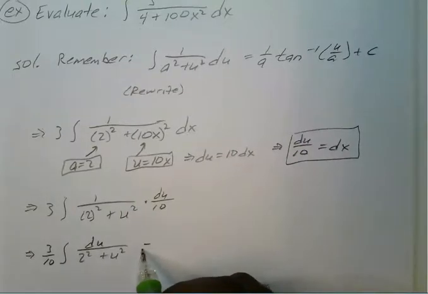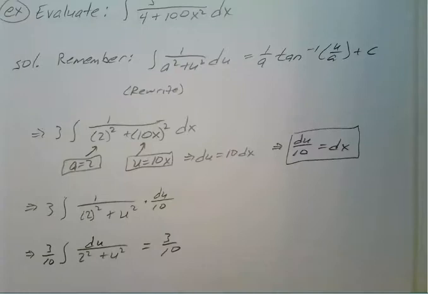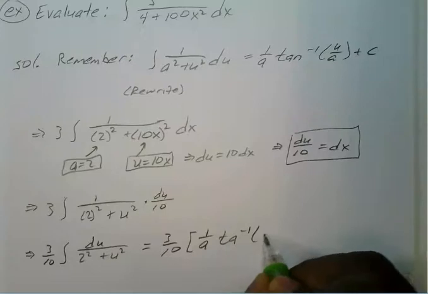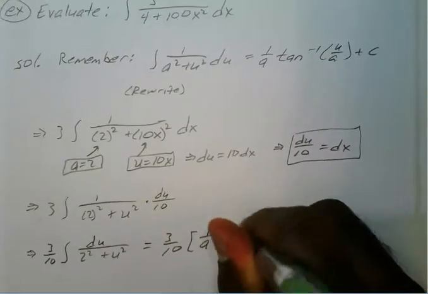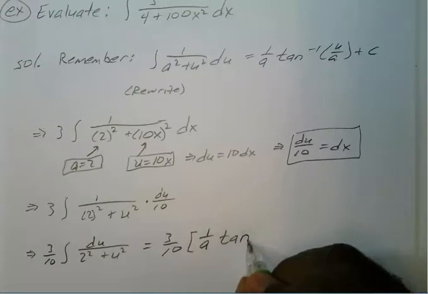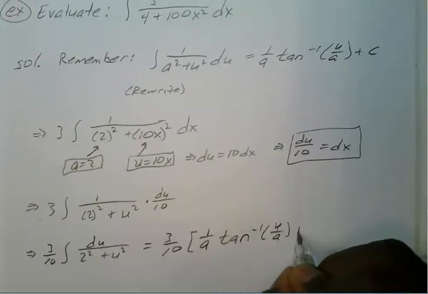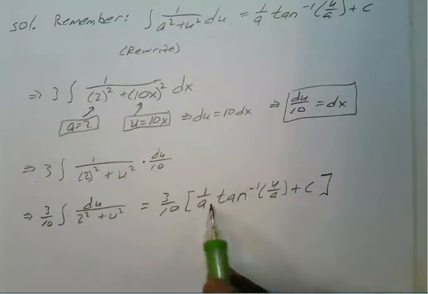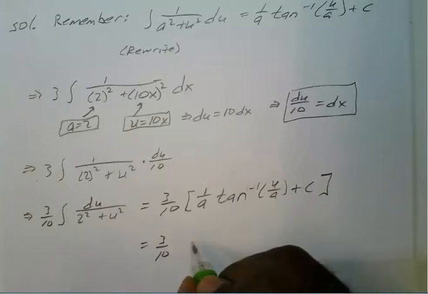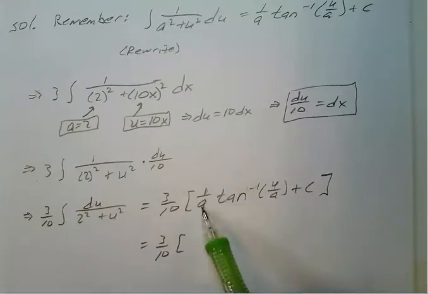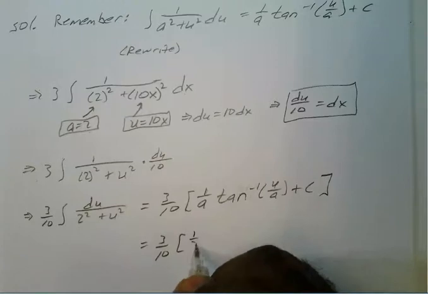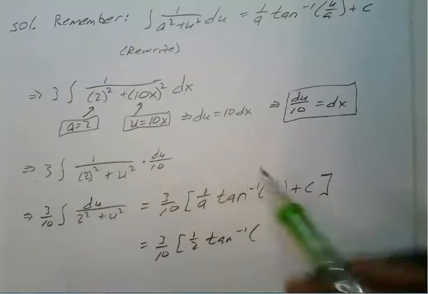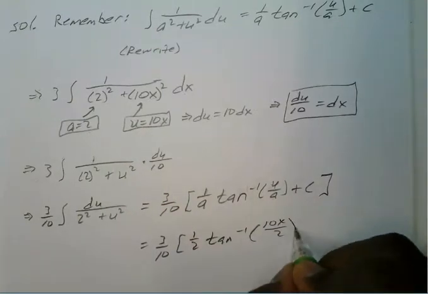Okay, and that's going to equal 3 over 10 times 1 over a, tangent inverse. Oh, forgot my integral sign here. Moving a little too fast. Tangent inverse of u over a, plus c. Okay, so we go ahead and plug in our u's and our a's. So we have 3 over 10 times 1 over a, so that's 1 over 2, tangent inverse of u over a, just 10x over 2, plus c.